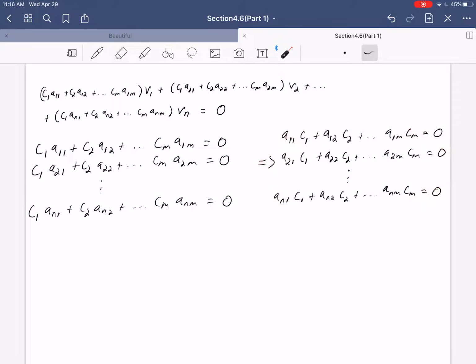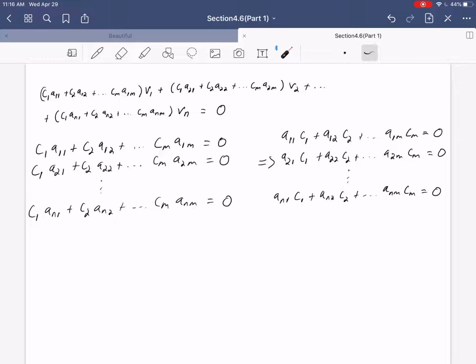Now, a couple things to think about with this. What sort of system of equations is this? Well, everything in here, all the A's, all the C's, are just constants. So this is just a normal set of equations. It's not a vector set of equations. It's a normal system of linear equations. This is also homogeneous because everything is equal to 0 there.